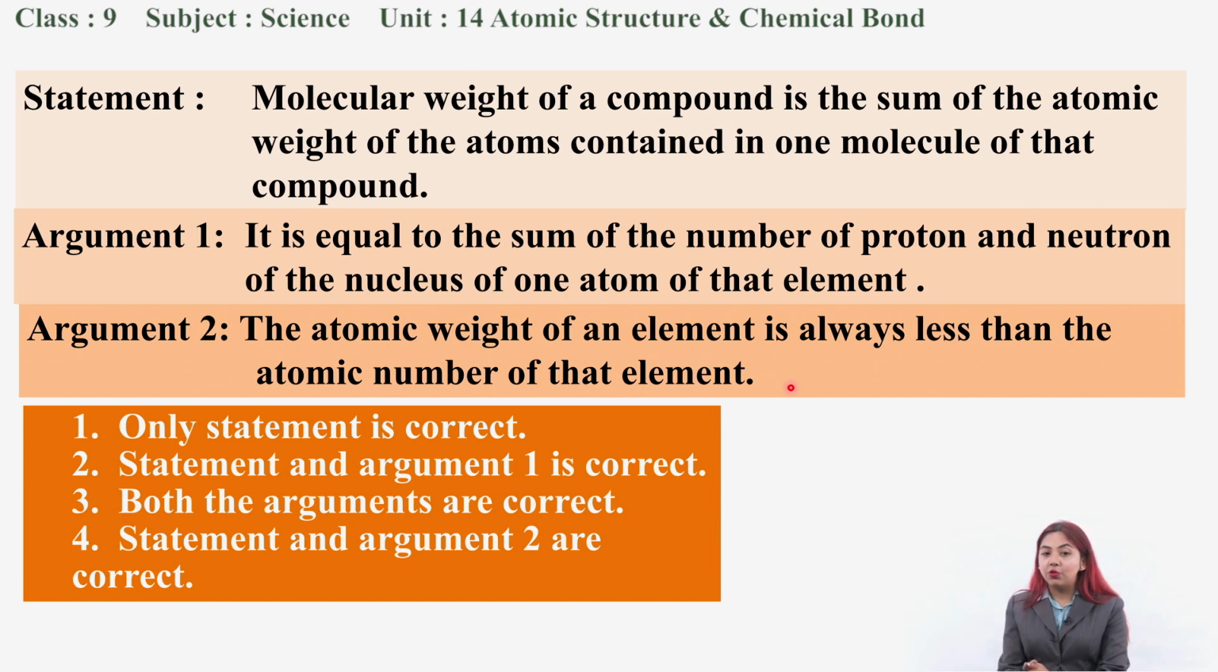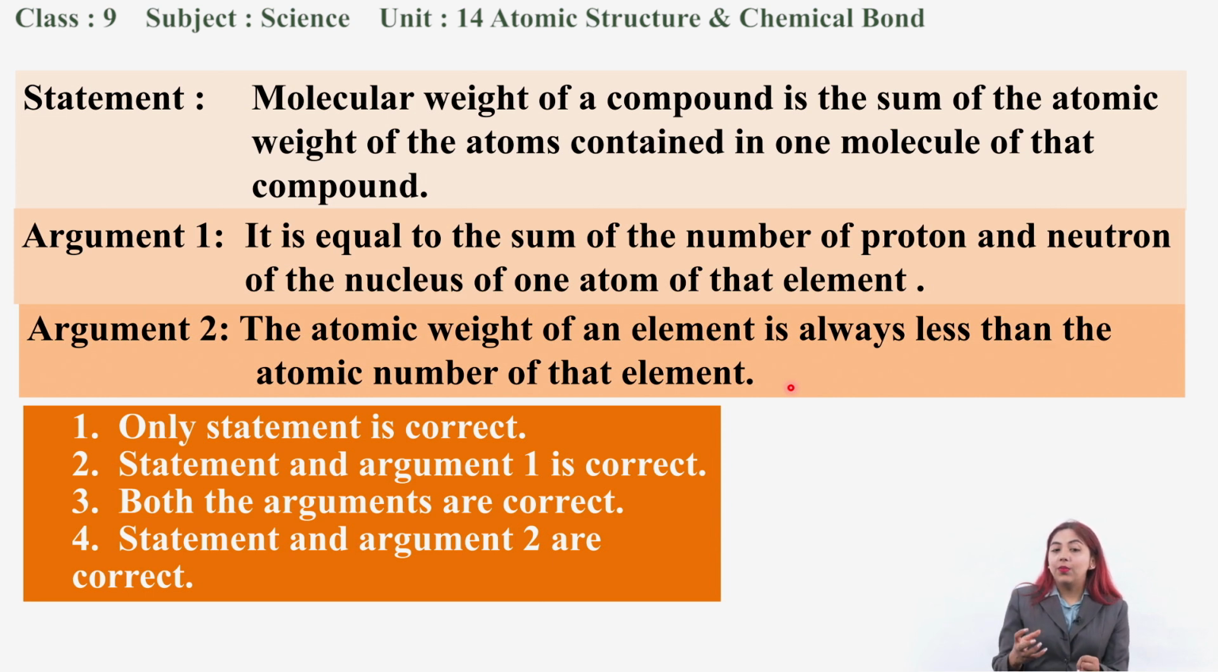No, it's not true. Why? Because atomic weight is the sum of the number of protons and the neutrons that are present in the nucleus of one atom of an element, whereas the atomic number is the number of protons that are present in the nucleus of one atom of that element.